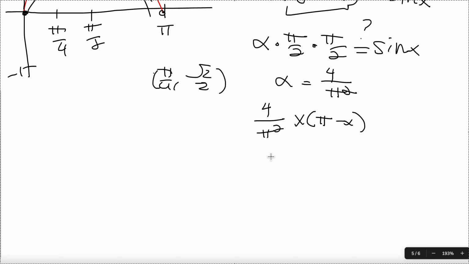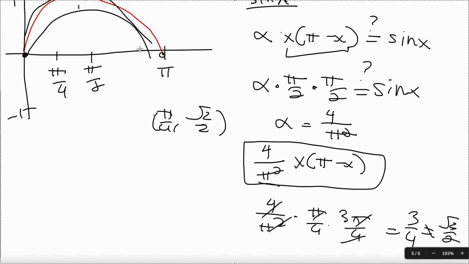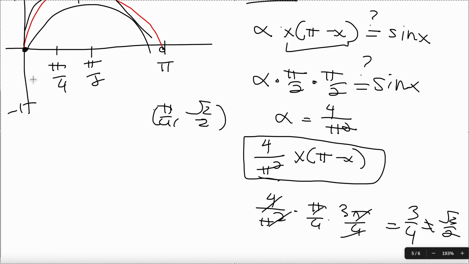So we get 4 over pi squared times pi over 4 times 3 pi over 4, and you can see that it's probably not going to give us that. If we cancel all terms, we get 3/4. And 3/4 is not equal to radical 2 over 2. And so this function that we've tried constructing for sine x doesn't really work out because it doesn't hold for every point on the sine curve. So we can see that sine isn't representable or approximatable by a quadratic in some sense of that word.